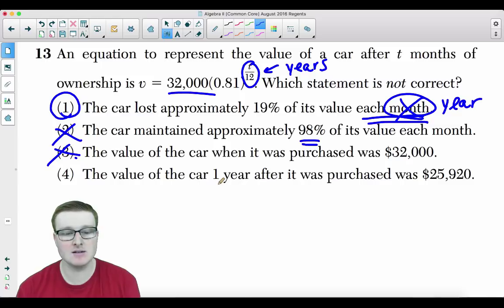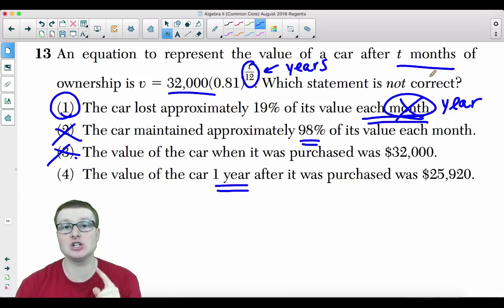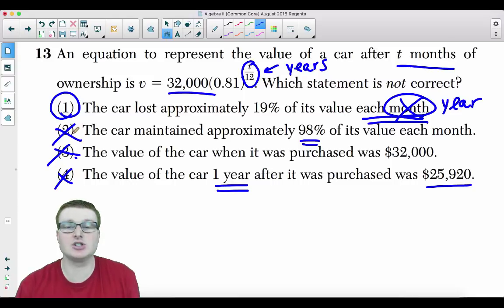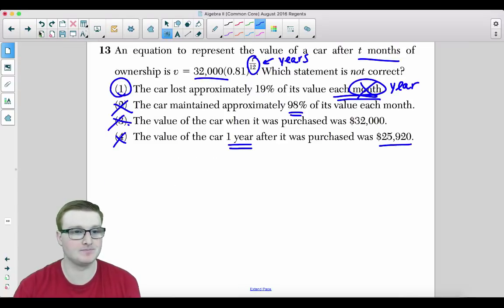Yeah, if you take 1 year and you plug it in, but you have to plug in 12, remember, because T is the time in months. If you plug in 12, you're going to get $25,920. So that's true. Your answer is choice 1. All right, that makes no sense.